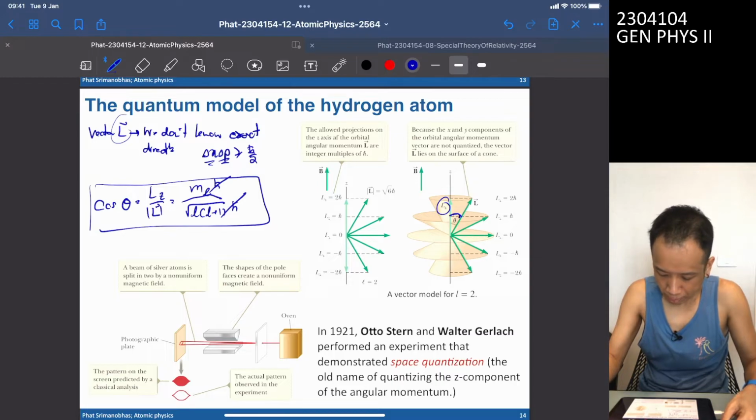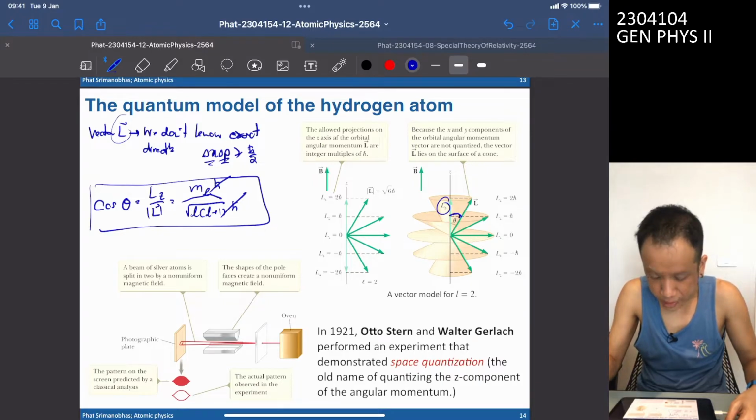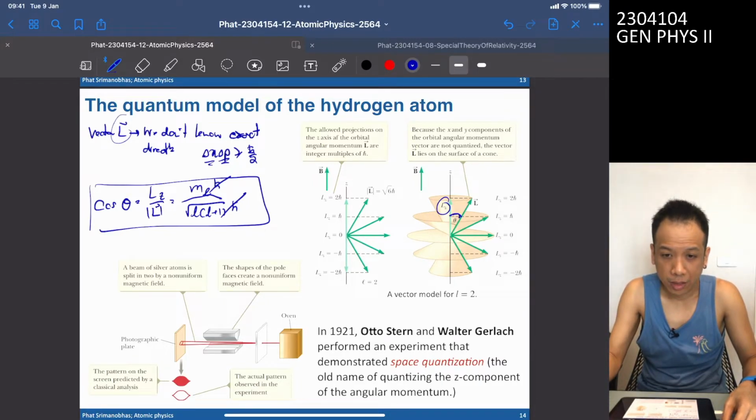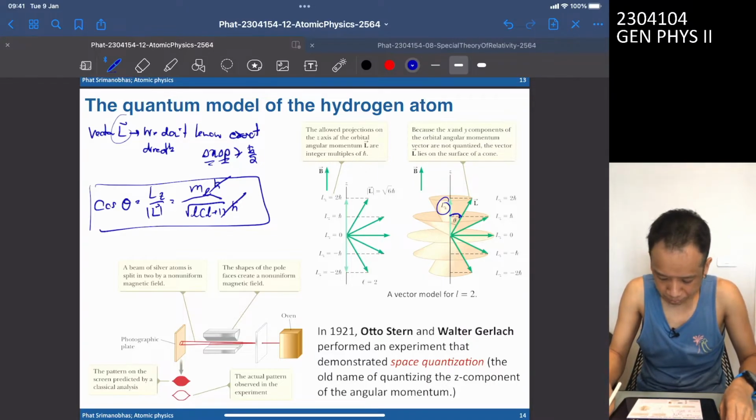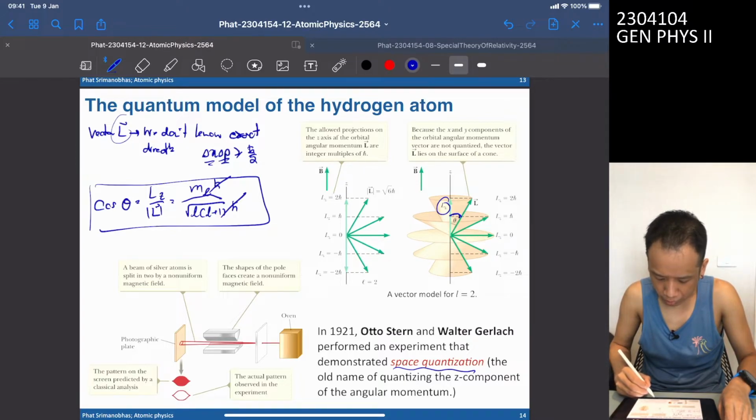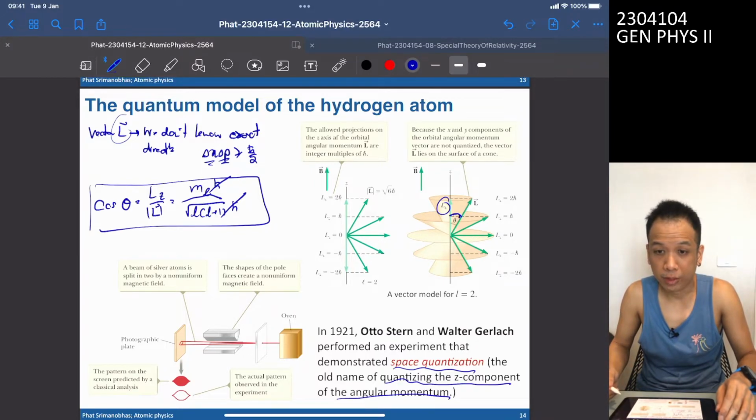In 1921, Otto Stern and Walther Gerlach performed the experiments that demonstrate this space quantization. They showed that the space quantization exists. And as I said, the word space quantization is the old name for the quantizing of the z component of the angular momentum, so the quantization of Lz.